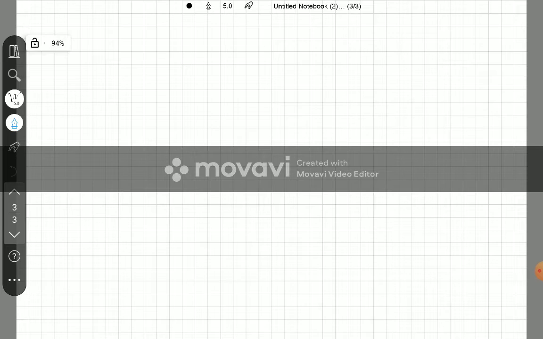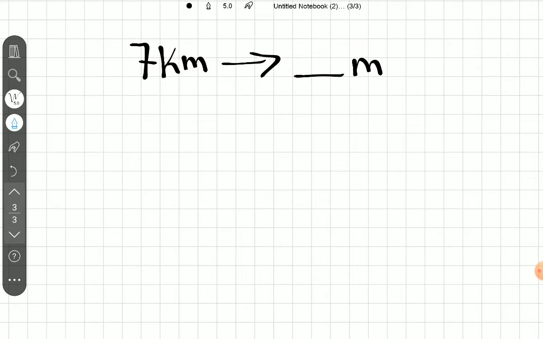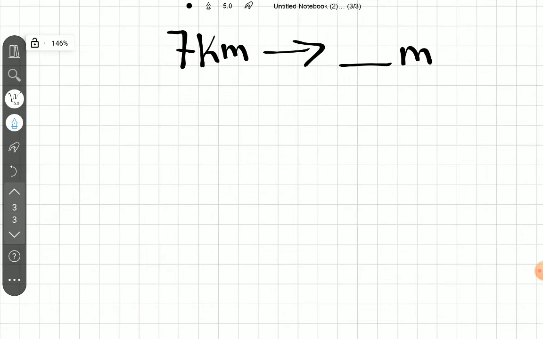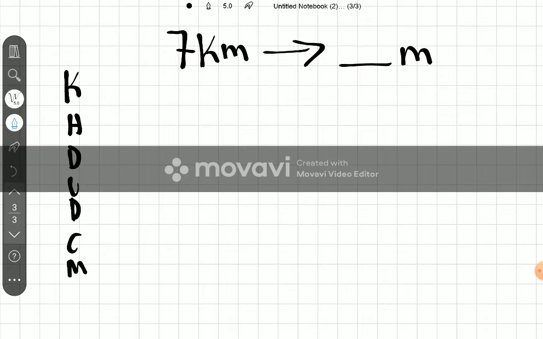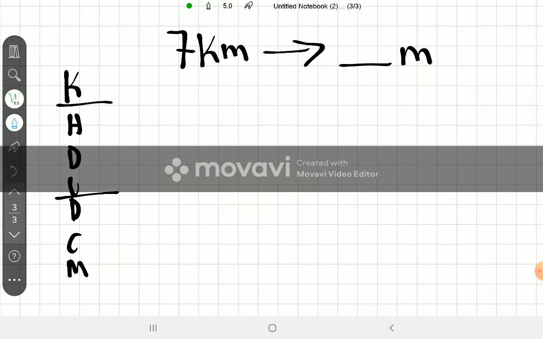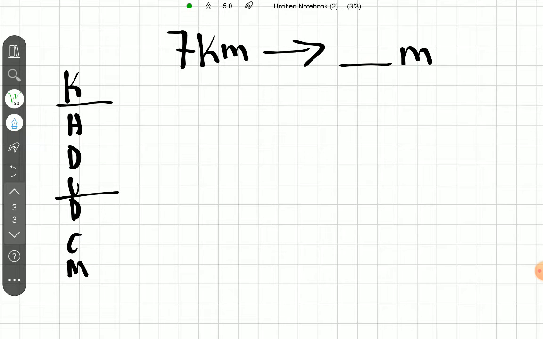Okay, so say you want to convert, we'll start off simple. Say you want to convert 7 kilometers to meters. We'll write out our abbreviation so we remember. So it was King Henry died unusually drinking chocolate milk. And the kilometers is actually here, and we want meters, which is down here. So we're going from a large unit to a smaller unit, so the number has to become bigger. So that's why we would know that you have to multiply.